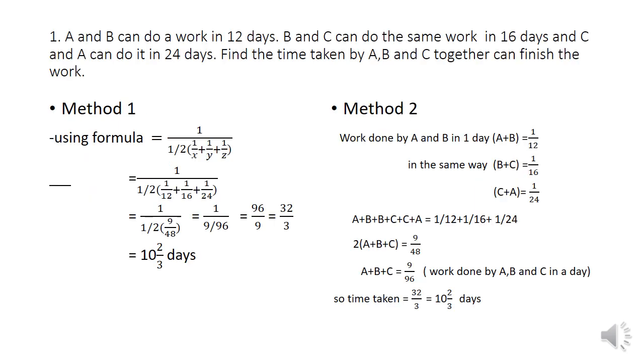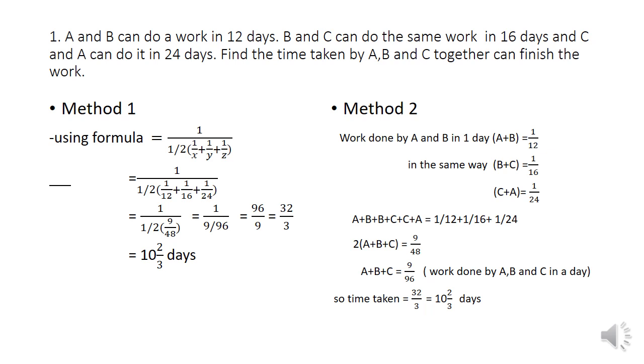And here is the first question and my favorite question. A and B can do a work in 12 days. B and C can do the same work in 16 days. And C and A can do it in 24. Find the time taken by A, B and C together to finish the work. You can solve this using two methods.